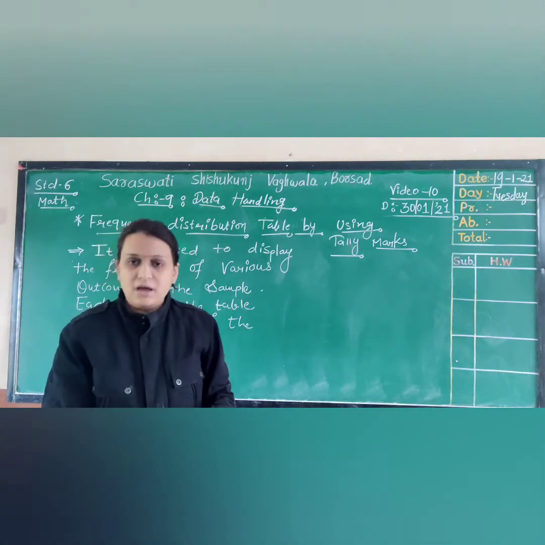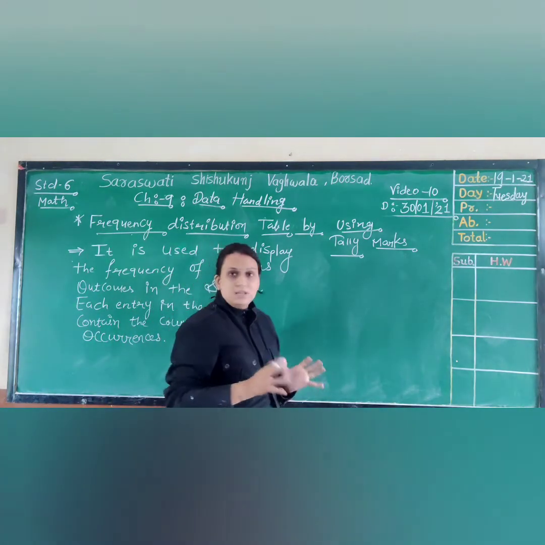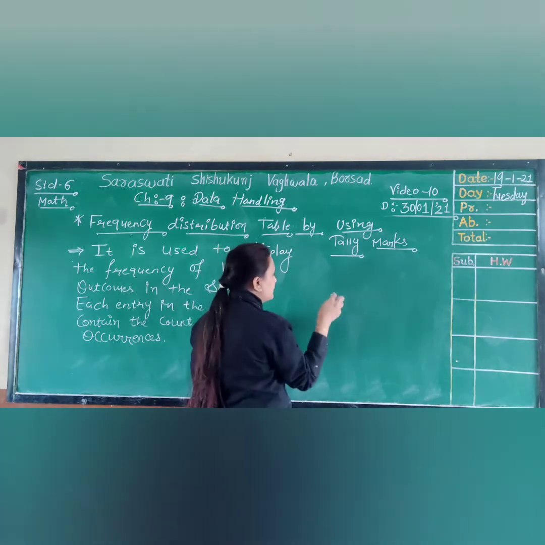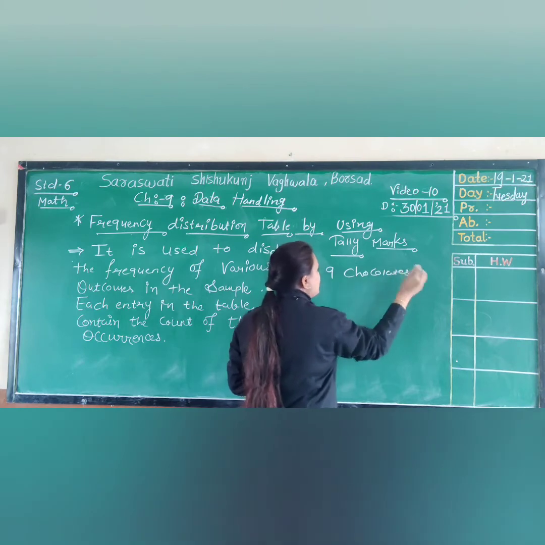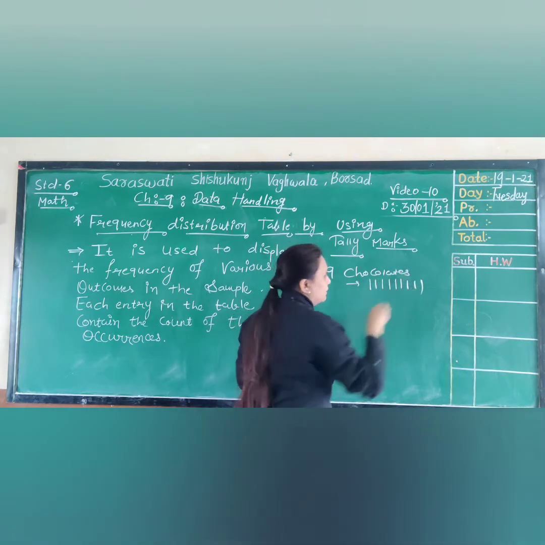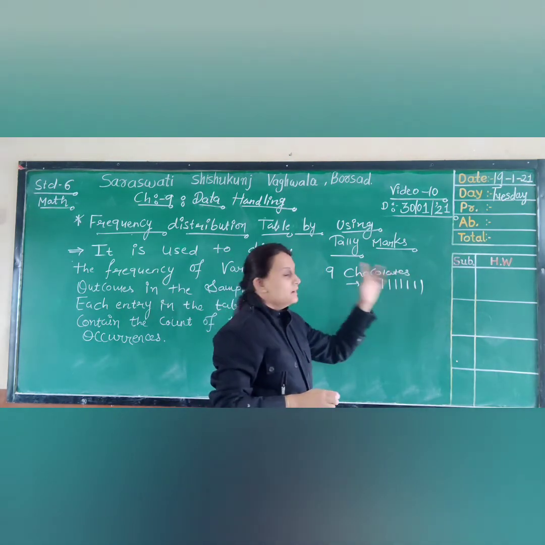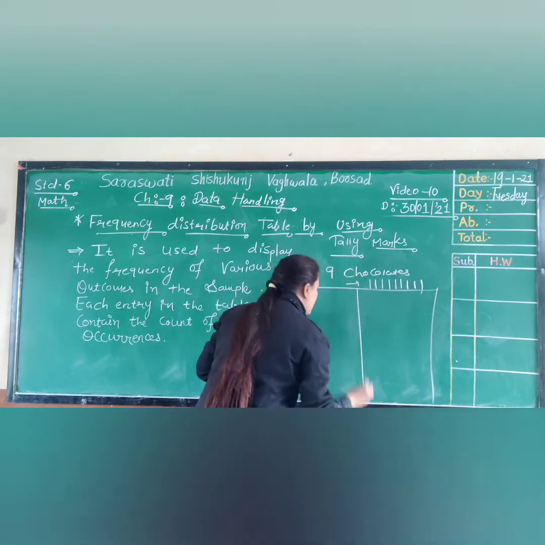So again, let us revise the meaning of tally marks. Suppose we have 9 chocolates. So what are tally marks? If you want to define 9 chocolates, we are not going to count like this: 1, 2, 3, 4, 5, 6, 7, 8, 9. It is too tough to count all the standing lines. Here let us understand tally marks.